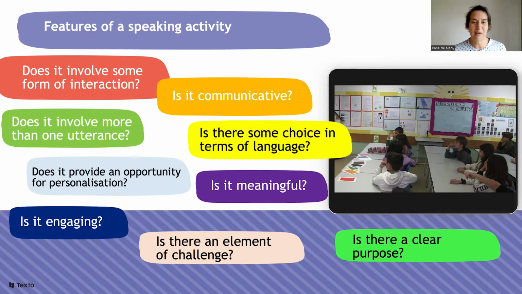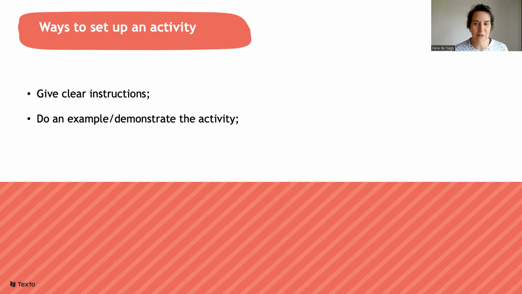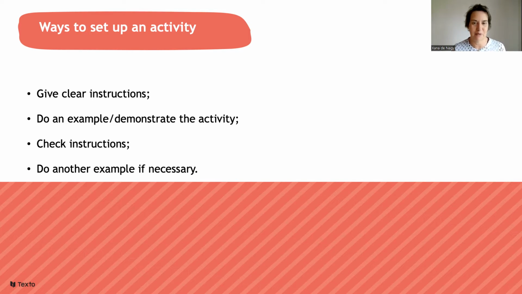So when we think about speaking, we need to think about the different stages in terms of classroom management and in terms of planning. So the first stage is obviously the setting up. And if you watched my previous webinar, I talked about the importance of instructions and the sort of three-step approach. So forgive me for repeating myself, but I think this is essential. So giving clear instructions, doing an example to demonstrate the activity, checking the instructions, and if necessary, doing yet another example. I think we can't do too many examples.